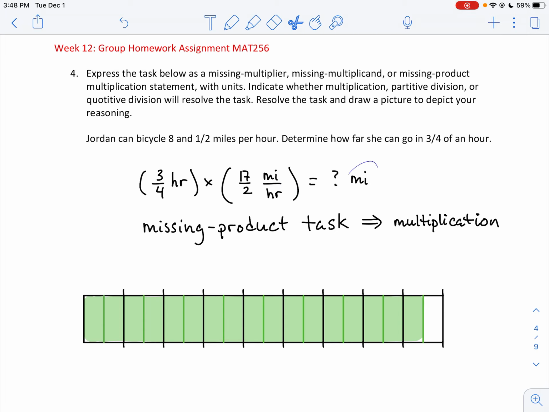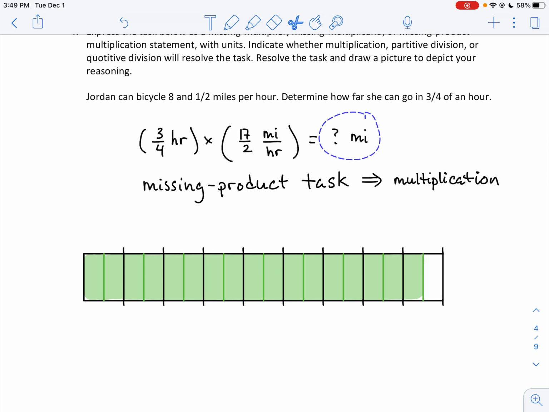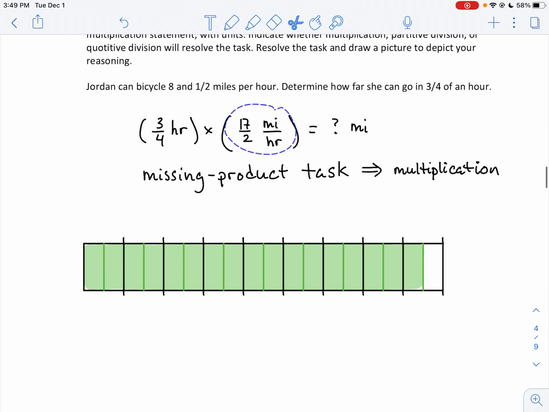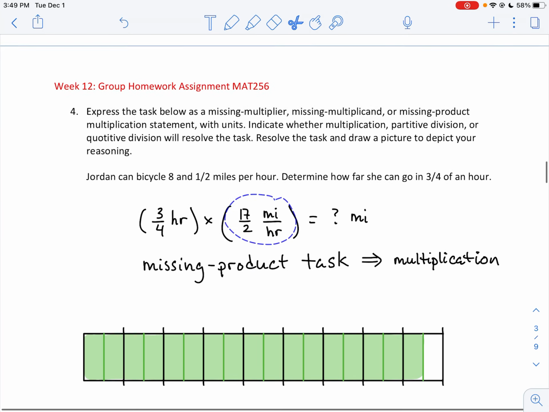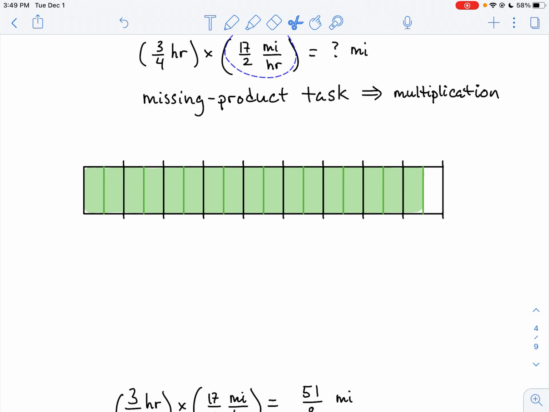Which means that the multiplier should have units of hours so that it matches that denominator, and the product should have the same unit as miles to match that numerator. And the other good bit of information is how much time. It's 3/4 of an hour. So the 3/4 goes here. So I know the multiplier and I know the multiplicand. I don't know the product. That's what I'm going for. So this is a missing product task, which means we're going to use multiplication to solve it. We don't need to use division. We just got to figure out how to do 3/4 of 17 halves.